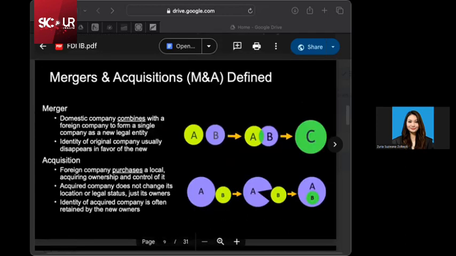Okay, the next one is international mergers and acquisitions. Mergers and acquisitions are one of the three investment modes that we have seen just now, where merger means that the domestic company combines with a foreign company to form a single company as a new legal entity, and then the identity of the original company usually disappears in favor of the new one, right?